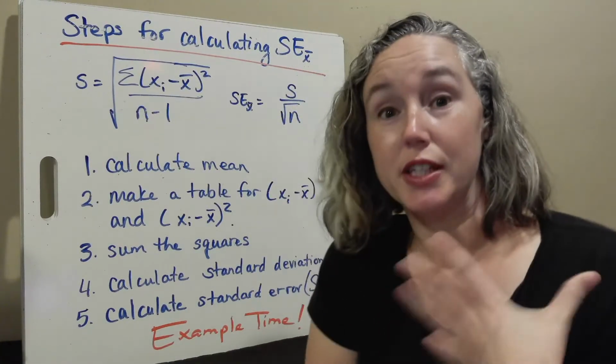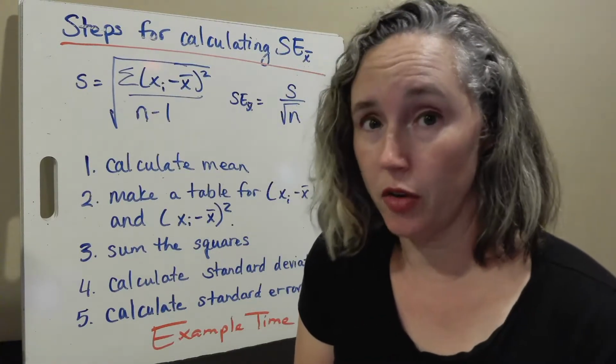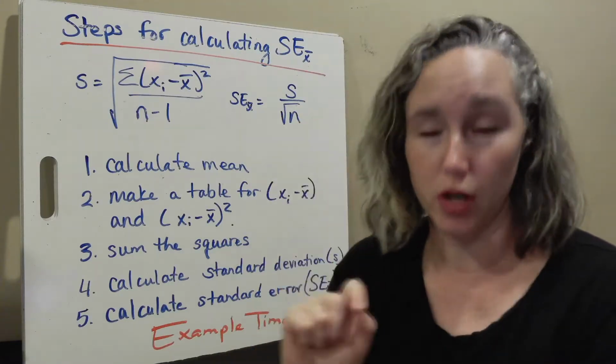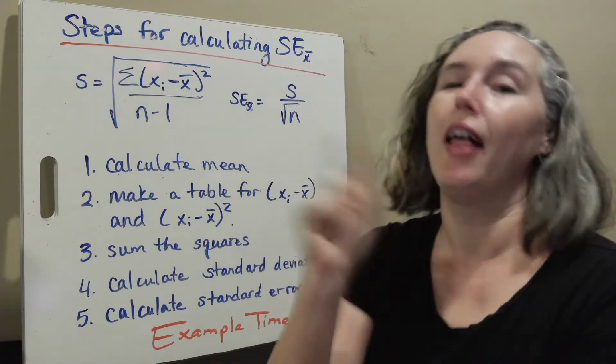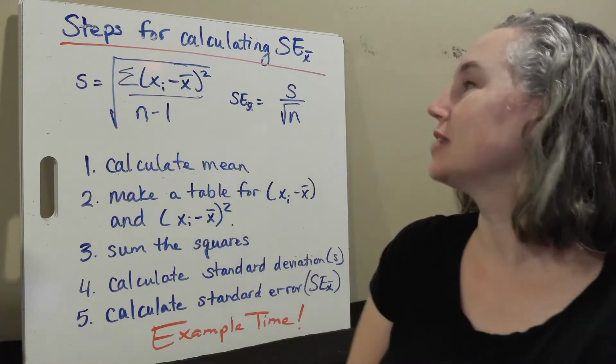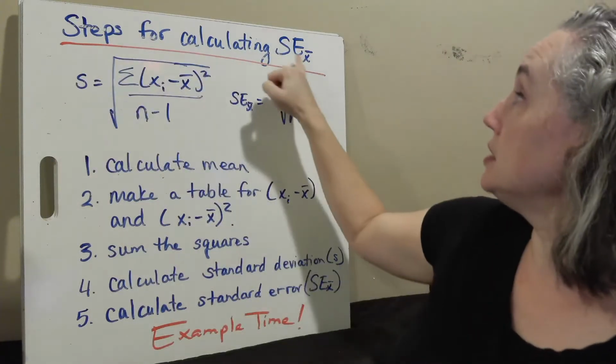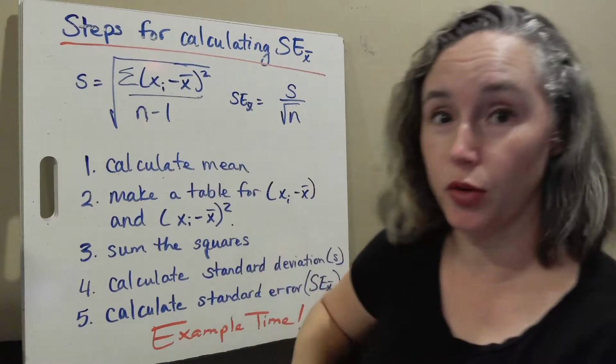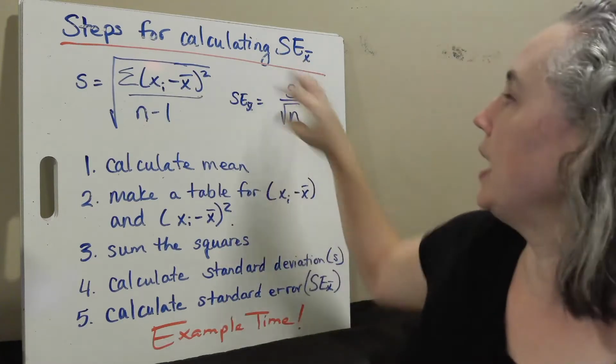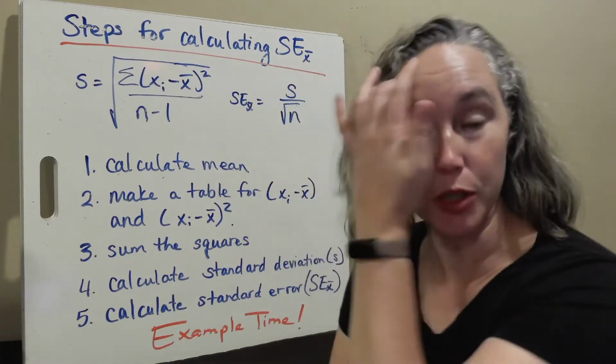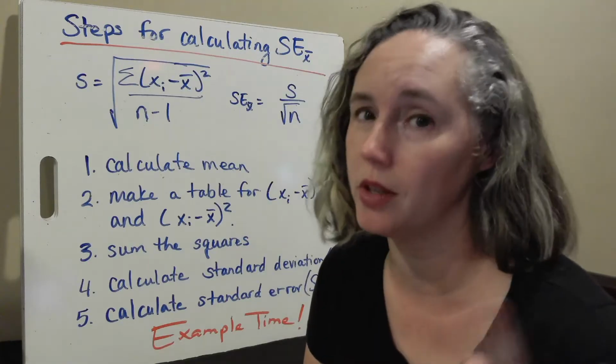Now we're going to go over the steps for calculating standard error of the mean. Then we're going to work a real example, and then we're going to wrap it up. So to calculate standard error of the mean, we need both the formula for standard deviation and the formula for standard error, which can be found in the top left of page 1 of your formula sheet.